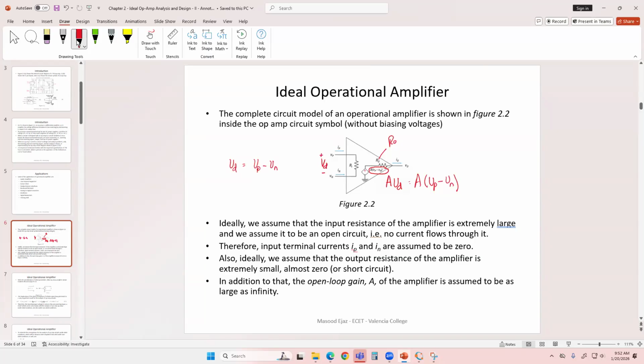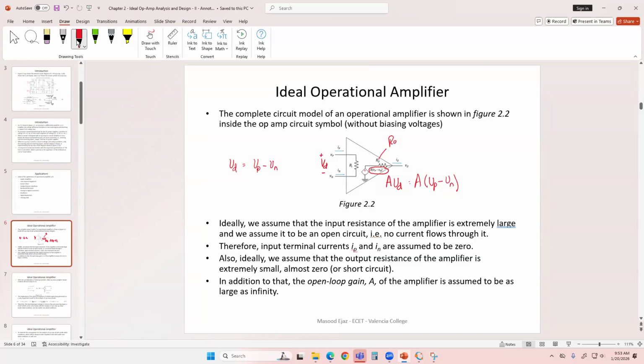The output resistance is very small. The practical output resistance, as you will see again in chapter number 3, you can see in the data sheet, is a very small value, and therefore we assume it to be 0. And the intrinsic gain of the amplifier, A, is extremely large, and again, ideally, we assume it to be infinity.